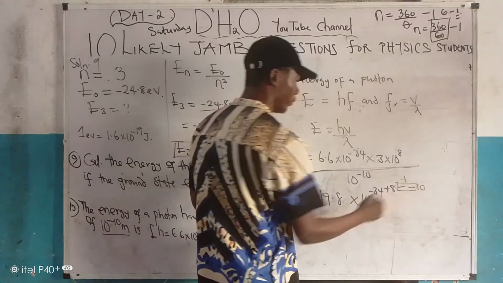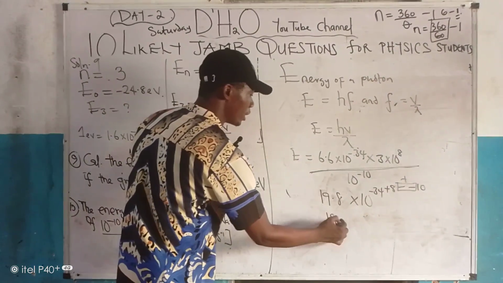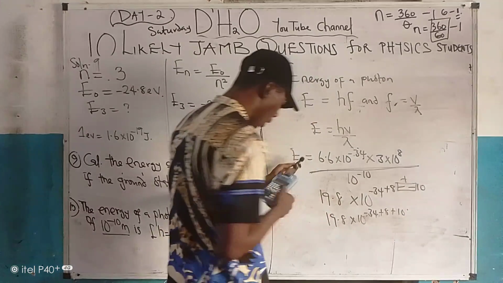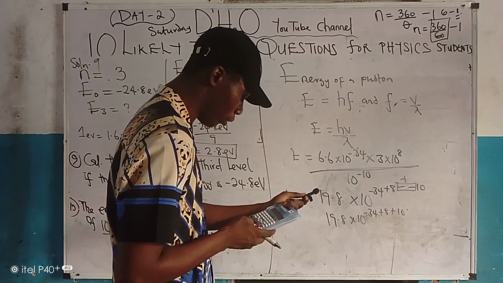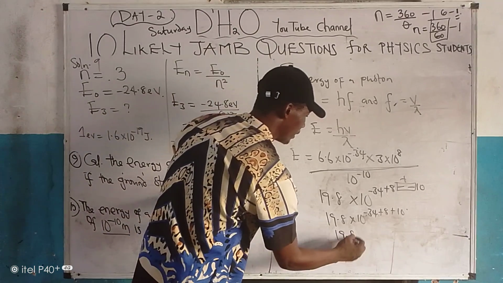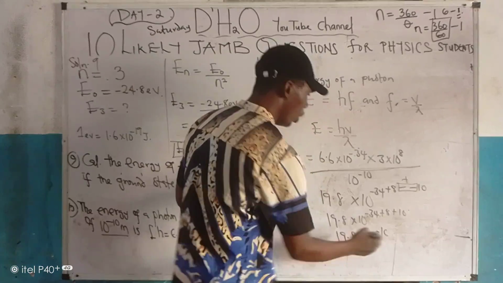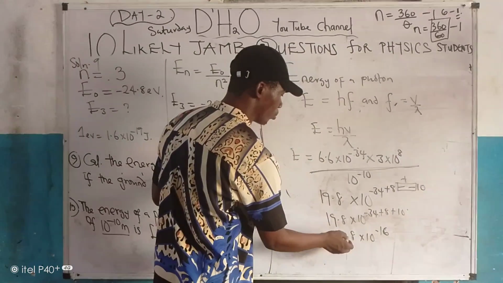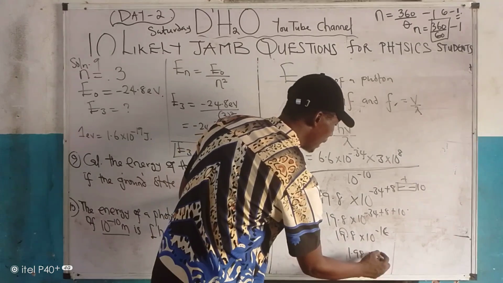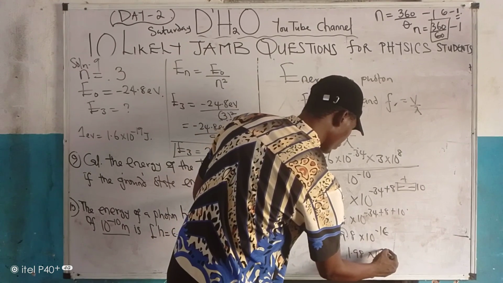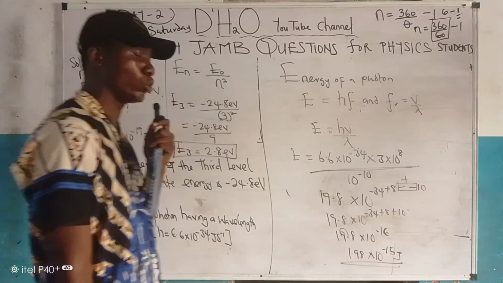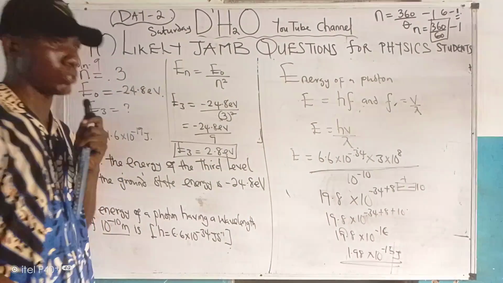Remember, minus minus will give us plus. So we have 19.8 times 10 raised to the power minus 34 plus 8 plus 10. So what do we have? Minus 34 plus 8 plus 10 will give us minus 16. So 19.8 times 10 raised to the power minus 16. To put in standard form properly, we move the point one place, and when you do that, you add 1 to the power. So you have 1.98 times 10 raised to the power of minus 15 joules. This is the energy of the photon, or 2.0 times 10 raised to the power of minus 15.